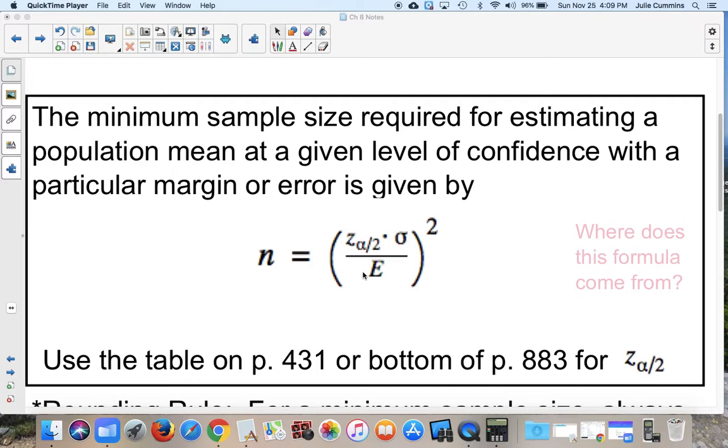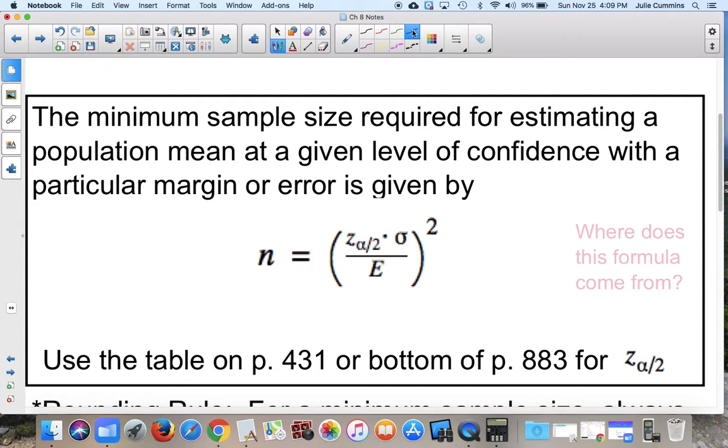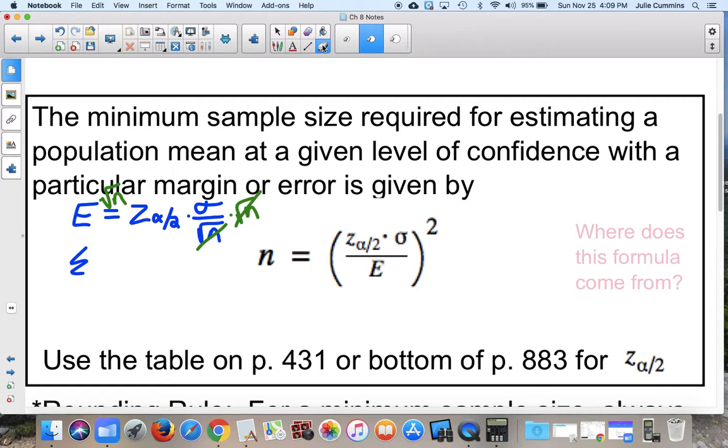Now, where does this formula come from? Well, remember yesterday we had our margin of error formula. Our margin of error formula looked like our critical value of z times sigma over root n. All we have to do is solve this for n. So to start that process, I'm going to multiply both sides by root n. So get those to cancel. So we have E times root n equals our critical value of z times sigma.